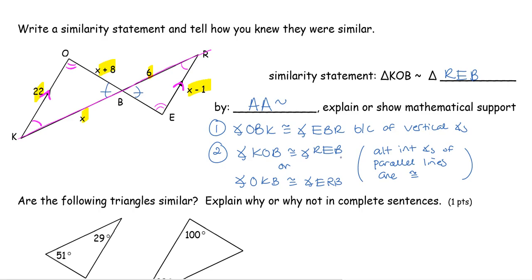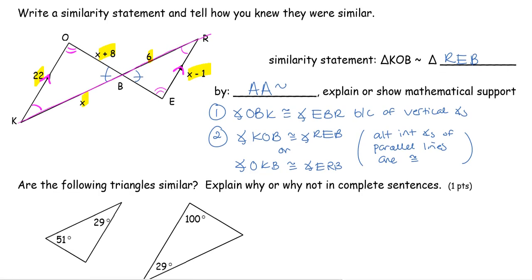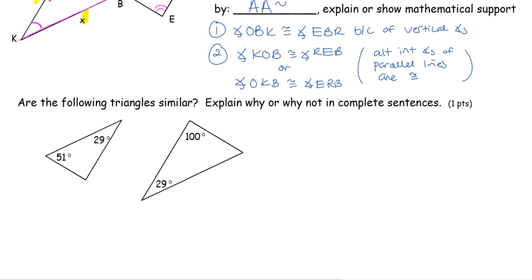All right, let's get to our last question for this video. Are the following triangles similar? Explain why or why not in complete sentences. So this time we only have angles provided to us. So if they are similar, then the corresponding angles must be congruent. And looks good. We have 29 and 29. 51 and 100, those aren't congruent, therefore they're not similar. Nope, it's not that easy.